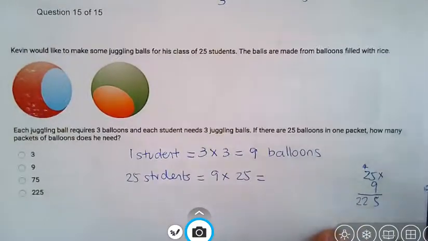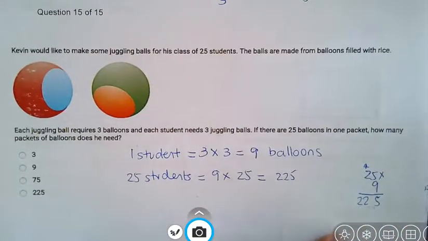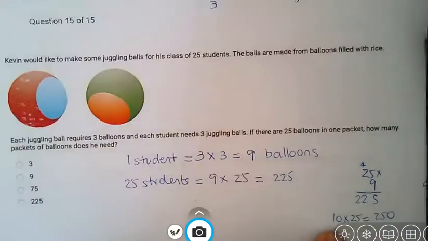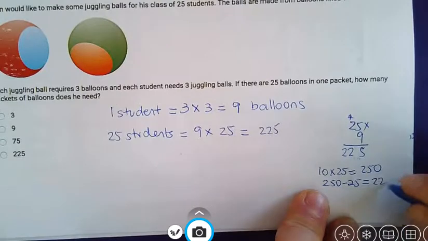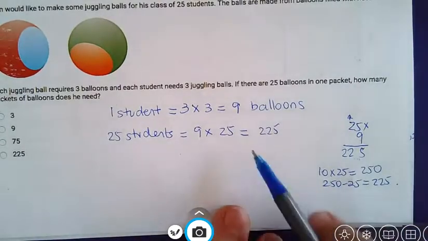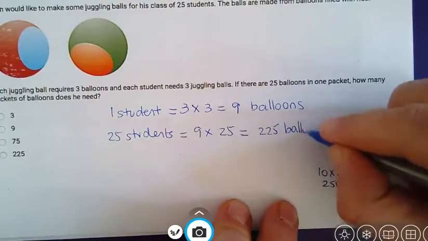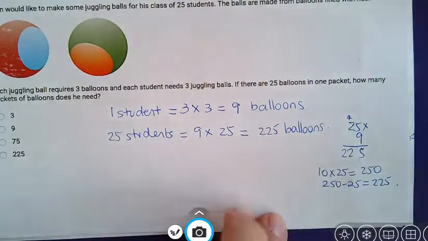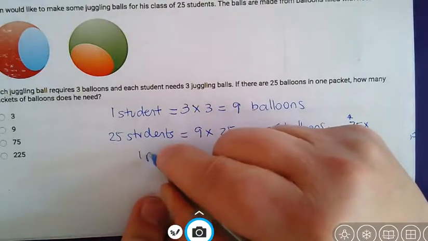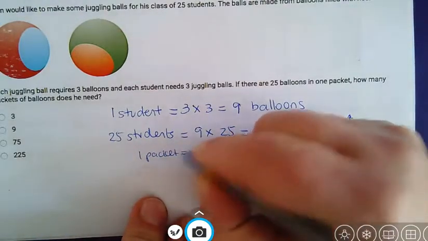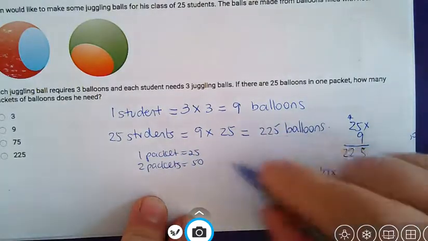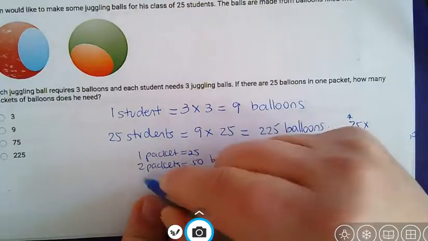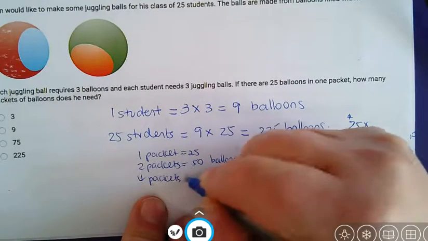The other way you could do that is if you did 10 times 25, that's 250 balloons, but I only want 9 times 25, so I could then subtract 25 and get 225 balloons. Now, so I need 225 balloons. So there are 25 balloons in a packet. So one packet is 25 balloons. Well, 2 packets would be 50 balloons, right? I still need more. Why don't we see what 4 packets is? 4 packets would be 100 balloons.